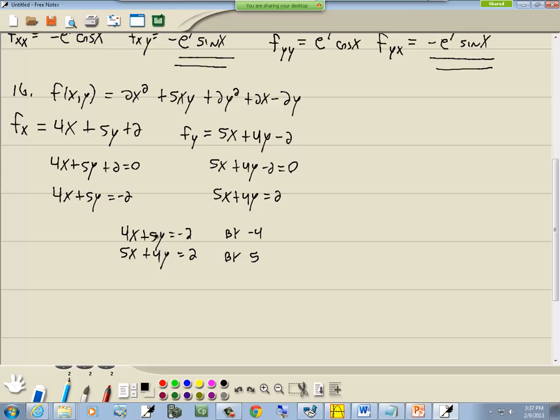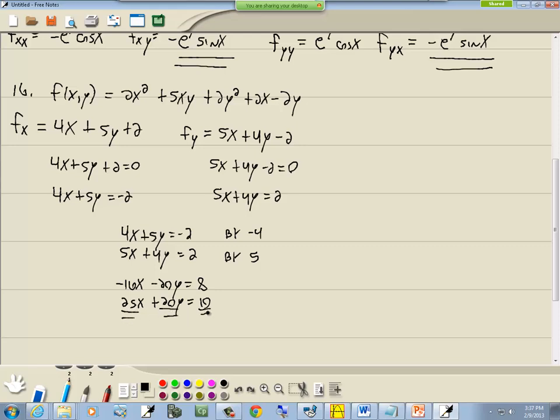Because I'm focusing on the y's here. If I multiply that by negative 4, that gives me negative 20y. If I multiply this by 5, I get a positive 20y. And the y's, when I add them together, will be eliminated. Well, negative 4 times 4x is negative 16x. Negative 4 times 5y is negative 20y. Negative 4 times negative 2 is 8. 5 times 5x is 25x. 5 times 4y is 20y. And 5 times 2 is 10.